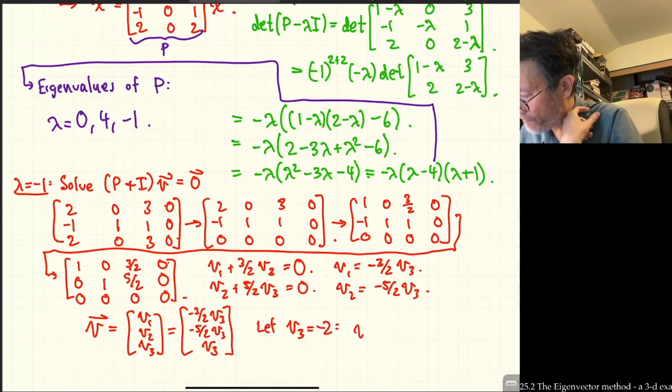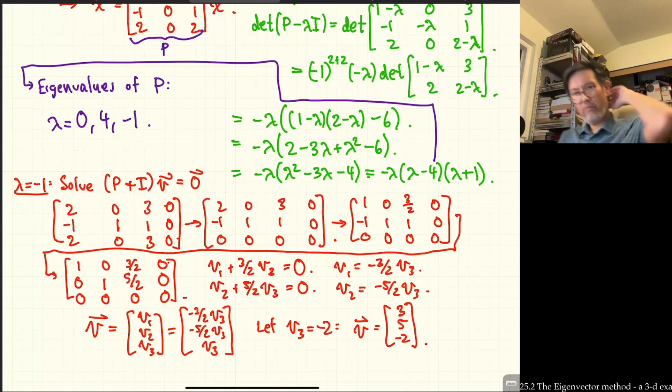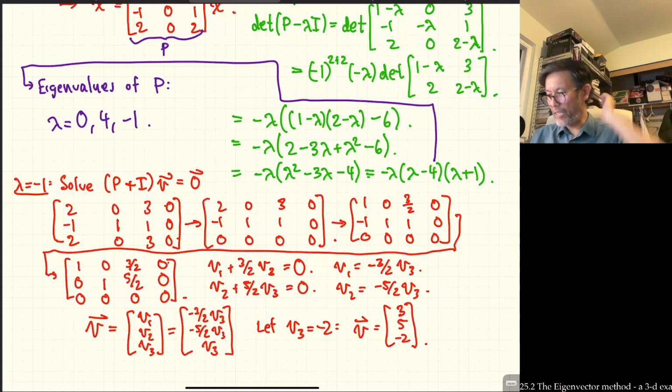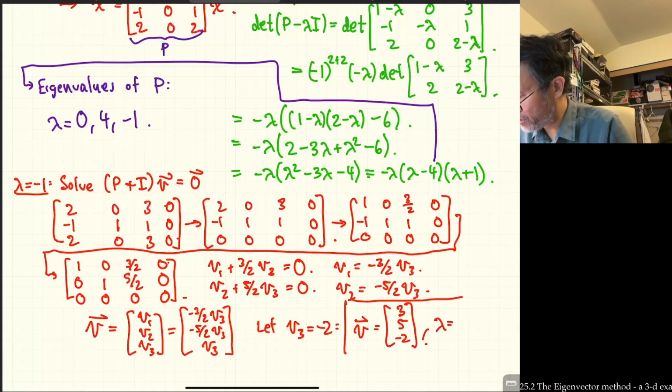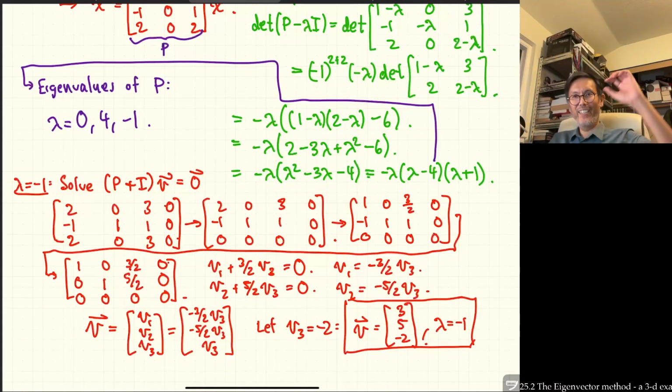And what we obtain is that v is equal to 3, 5, -2. And that's my eigenvector with eigenvalue lambda. I'll just denote that like this. Equals -1. Okay. All right.